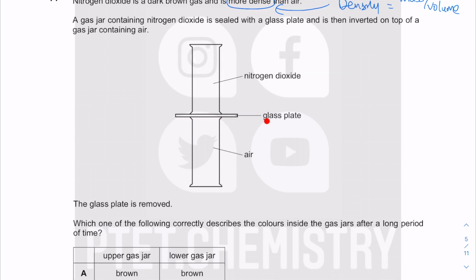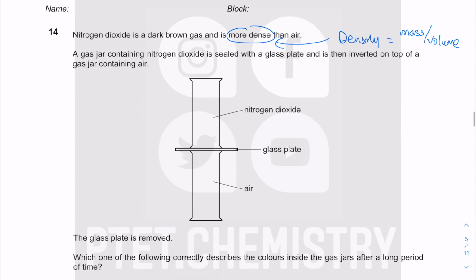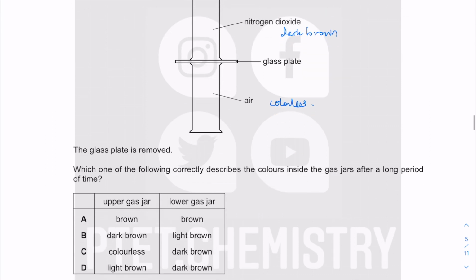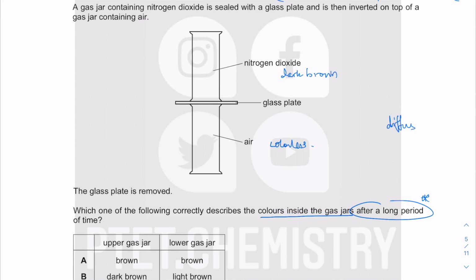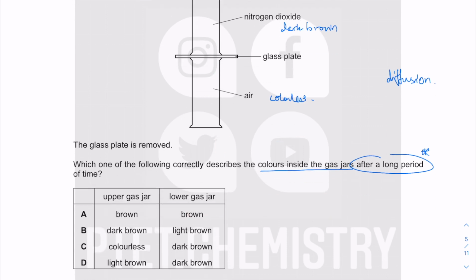When you remove this glass, this is a brown gas. Remember, if you read the question, dark brown gas. And I hope you know the air that you are breathing in right now is actually colorless. So we need to think about the color. What is the color inside the gas jar after a long period of time? This is to do with diffusion. Diffusion is the random motion of particles in all directions from a region of high concentration to a region of low concentration. This is a region of high NO2 dark brown concentration, and it will move to the region of low concentration. So essentially you will see all of them being brown.